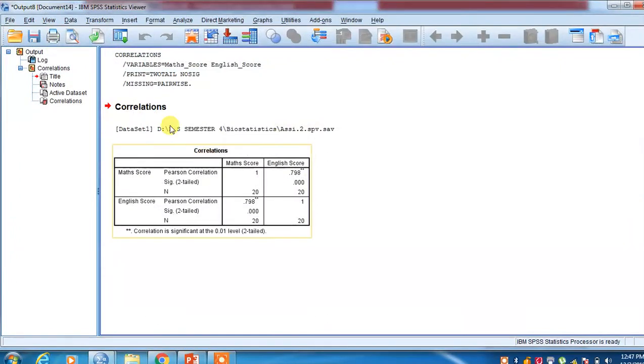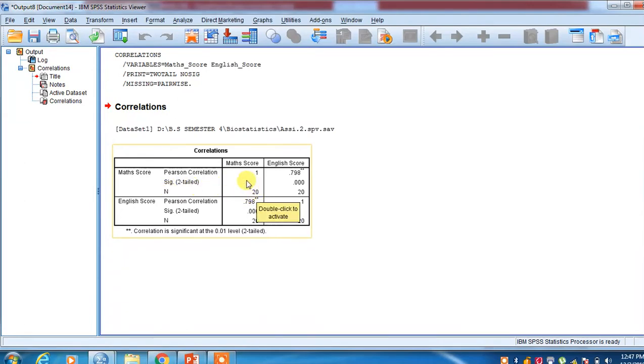The output pop-up shows the table. Here the math scores are related to the math scores, and these math scores are related to English scores. When we correlate the same variables, the Pearson's correlation value is 1, which indicates a strong relationship between these two, as they are identical. The N value indicates my sample number.